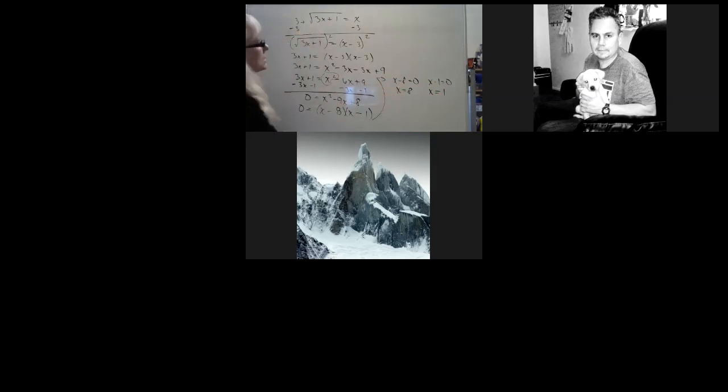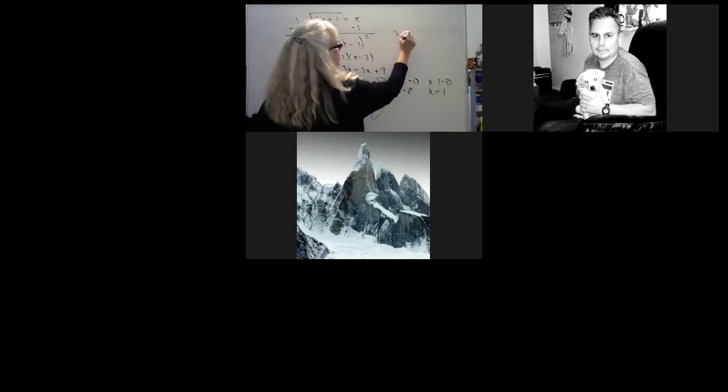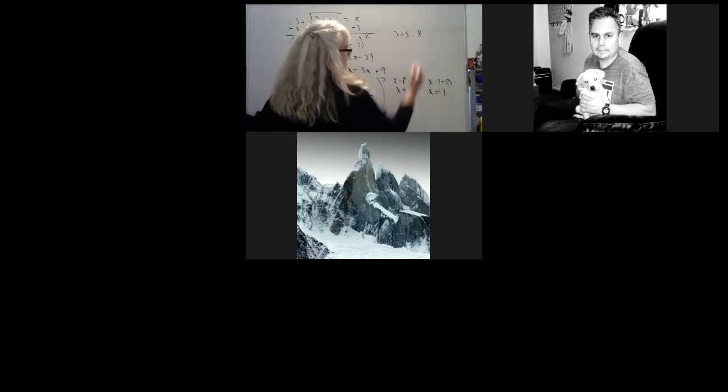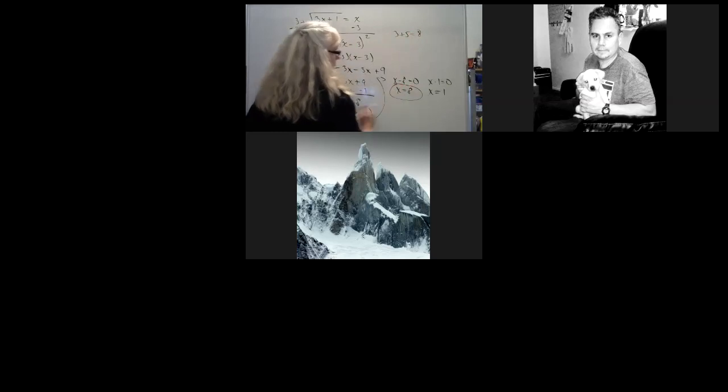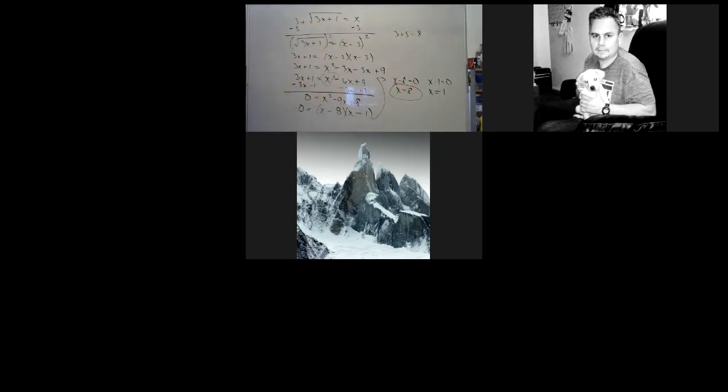So way back up at the beginning, it was 3 plus the square root of 3 times the 8. We'll use the 8 first. Well, 3 times 8 is 24. Plus 1 is 25. Square root of 25 is 5. So that would give me 3 plus 5, which equals 8. So the 8 works. It's a good answer. Let's check the 1.